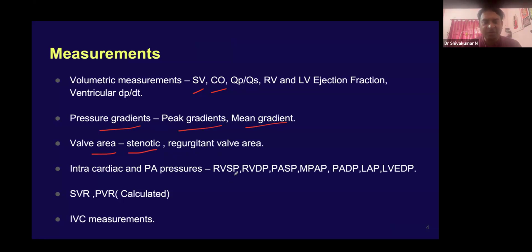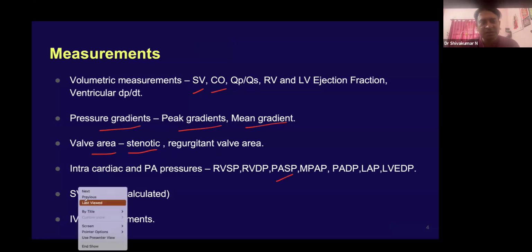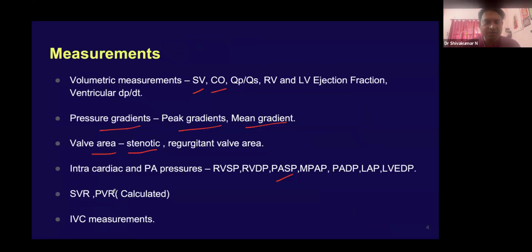Finally, the intracardiac pressures, as I mentioned: right ventricular pressures, left ventricular pressures, the pulmonary artery systolic pressures, and calculated measurements such as the systemic vascular resistance and the pulmonary vascular resistance. And finally, the IVC measurements, how to assess the fluid status using the IVC.